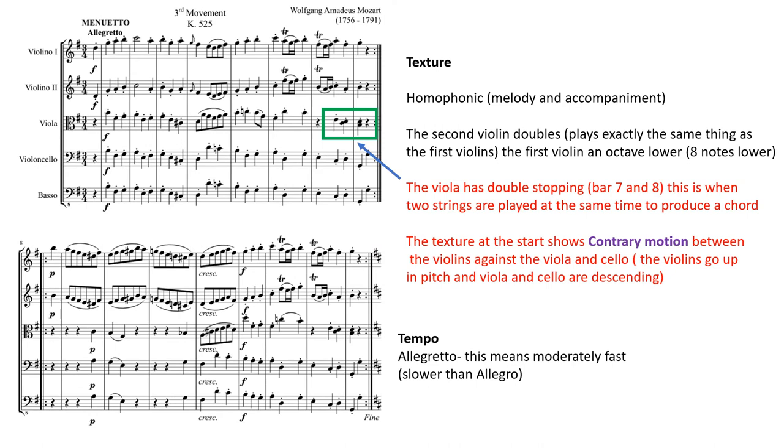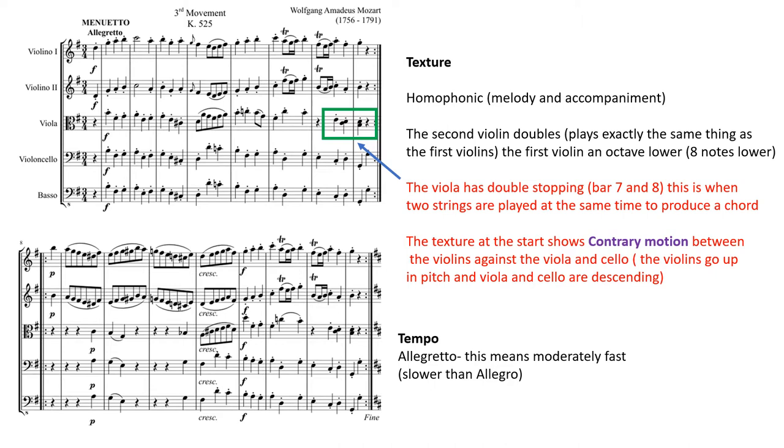Texture means the different layers of the music and how they are arranged in the piece. The minuet has a homophonic texture, which means it's made up of a melody and accompaniment parts. This is a typical feature of the classical period.